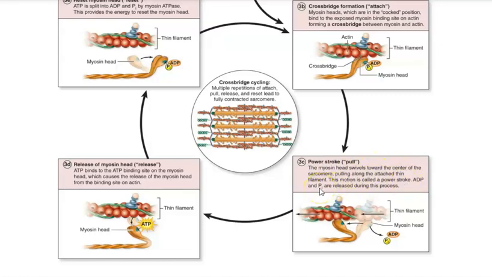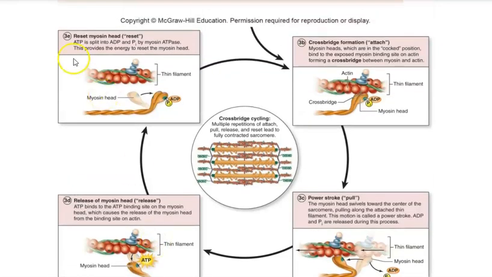ADP and inorganic phosphate are going to be released during this process. You need to know that. You need to know when ADP and inorganic phosphate are released. Next, ATP is going to bind to the ATP binding site on the myosin head. You need to know that. And you need to know that that's going to cause the release of the myosin head from the binding site on actin. And then ATP is going to be split into ADP and inorganic phosphate by myosin ATPase, and this is what's going to provide the energy to reset the myosin head, okay? So it gets cocked again.